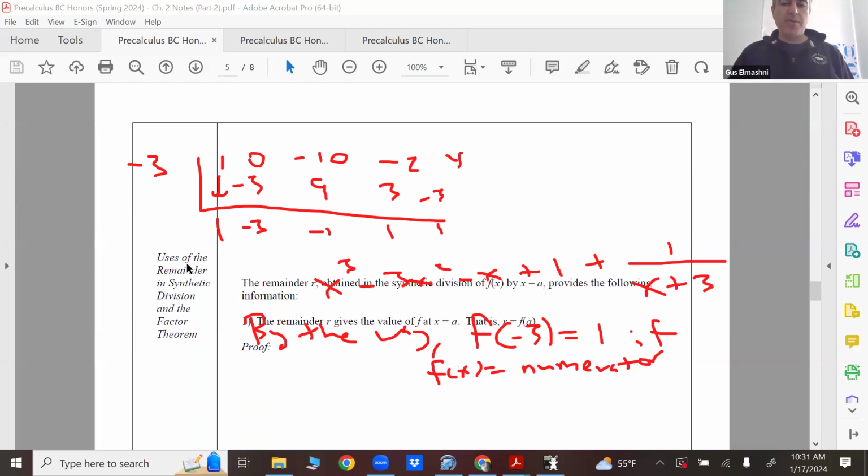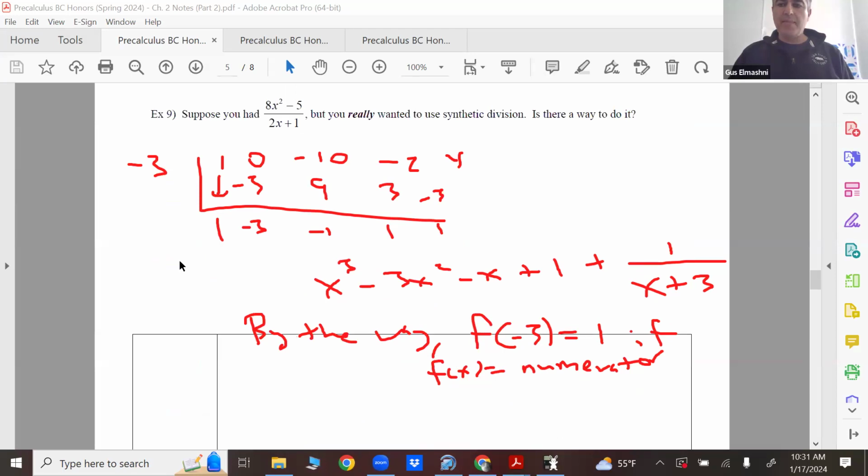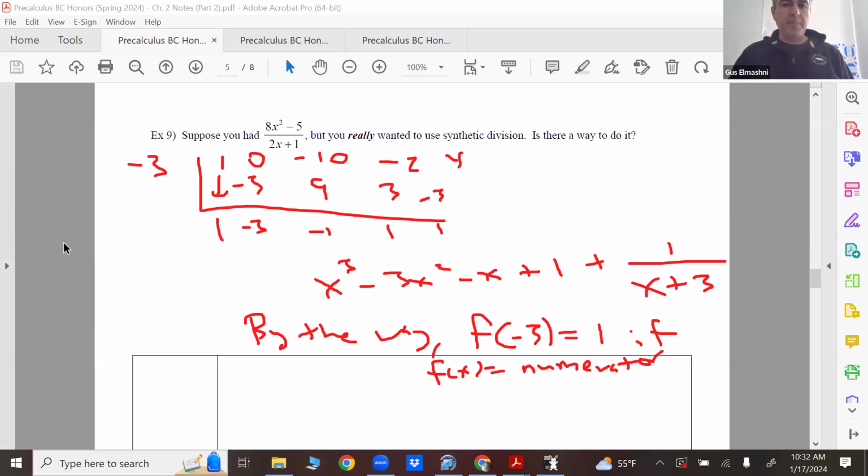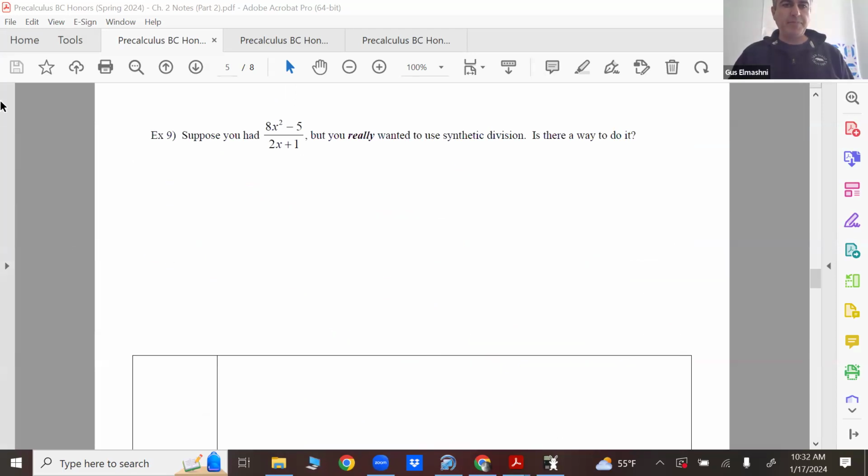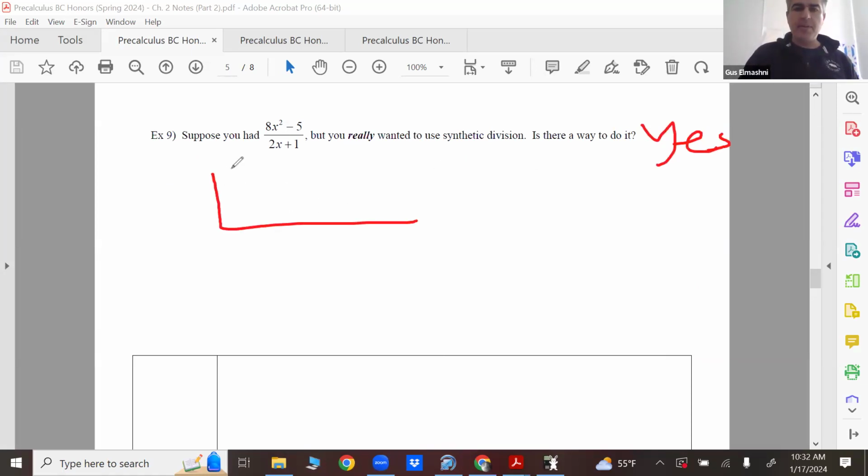Okay, this is our last example for today. Now let you guys get some work done. Suppose you had 8x squared minus 5 over 2x plus 1, but you really want to use synthetic division. Is there a way to do it? Yes, there is. And we already talked about it, right? 8, 0, negative 5, you put negative half. But what you're doing is pulling out the 2 and making it x plus half.